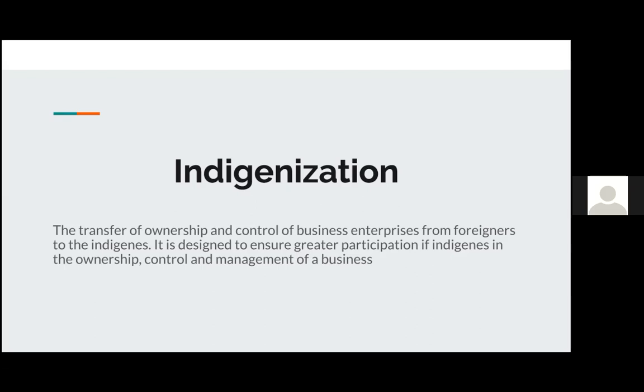So earlier on, I mentioned that the government may decide to start public enterprises because it feels that there are a lot of foreigners that own companies in the country. Another way to deal with this problem would be to say that these foreigners have to transfer control to nationals of the country, indigens of the country. So say, if they're Americans that own companies in Nigeria, from Americans to Nigerians, so that Nigerians have a greater participation in the ownership and control of the business.